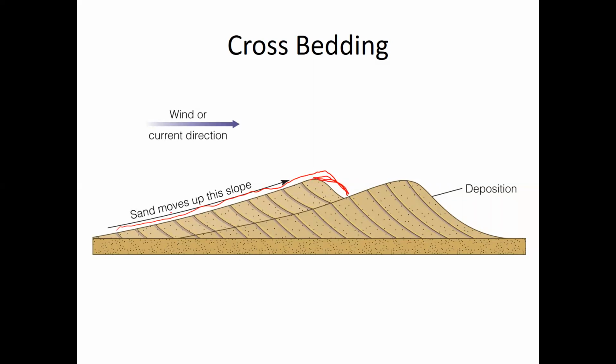Then the next windstorm comes and blows more sand. It's then deposited. And then the next windstorm comes and deposits even more. So each deposit of sand forms a new bed. As you can see, these beds of sand have been deposited here. Then a new dune starts to form, right?